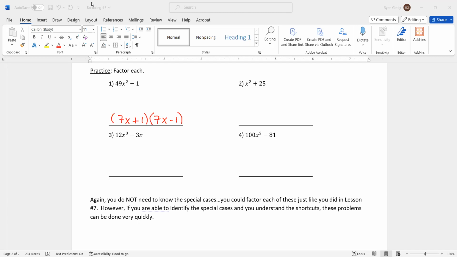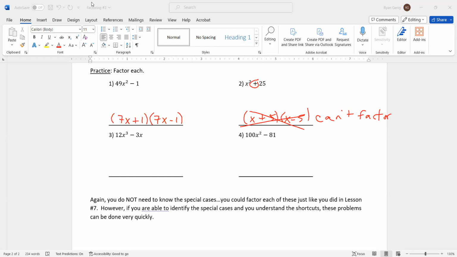Okay. Number 2, a lot of people go x plus 5, x minus 5. FOIL that back out, see what you get. That is not right. It's got to be subtraction. Because of this plus, this one can't factor. I wanted to put that in there because I want you to see that it's got to be a difference or subtraction between the two terms. If it's plus, it can't be factored.